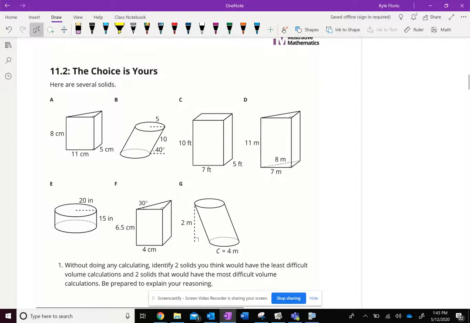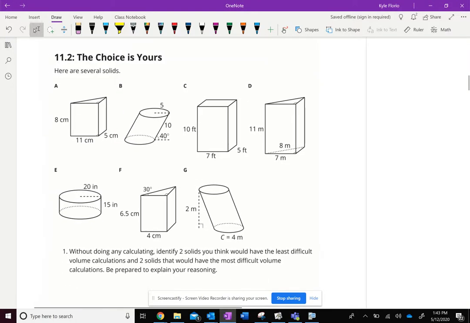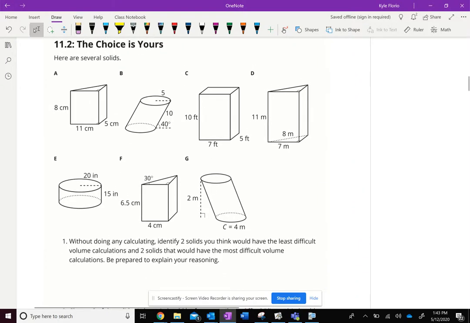Hey, Geometry, this is 11.2. The choice is yours. Here, there's going to be a bunch of solids, and it's going to be a good problem just to practice finding volume of figures. The first part is just asking us to figure out which ones are the easy problems and which ones are the hard problems.